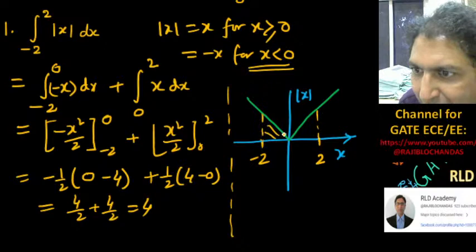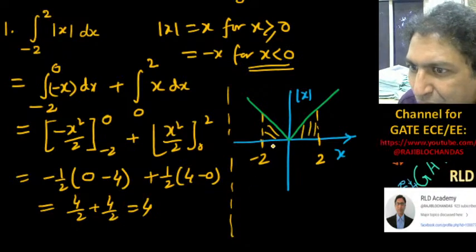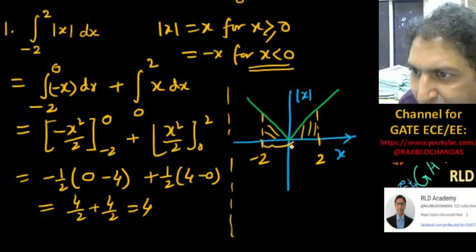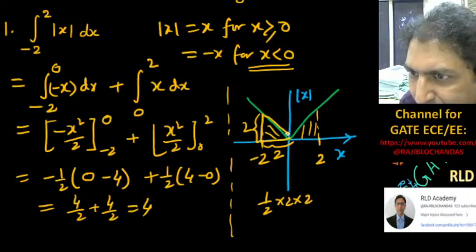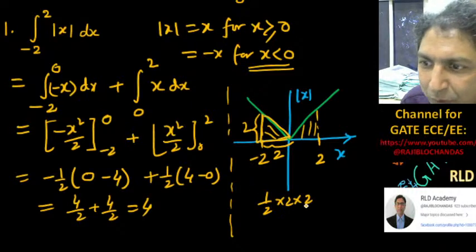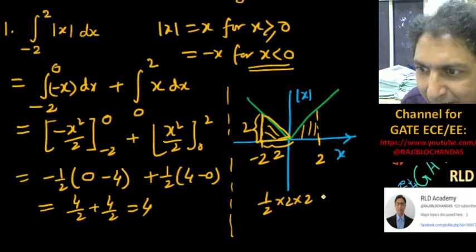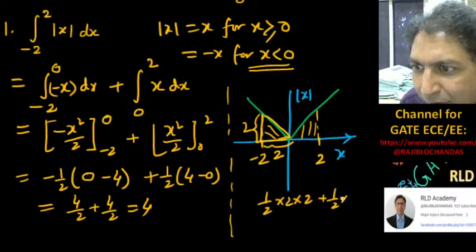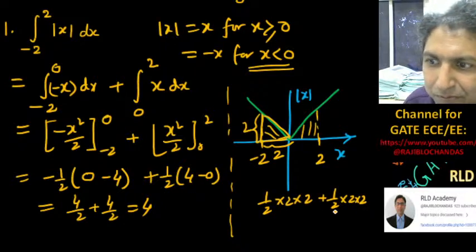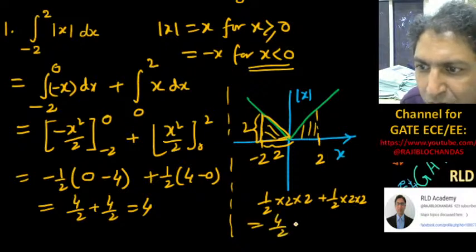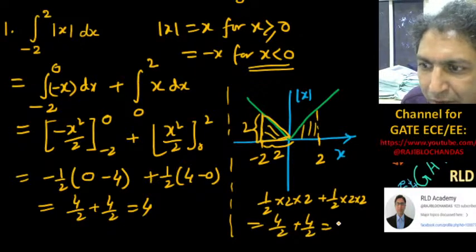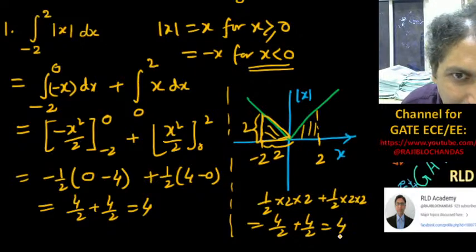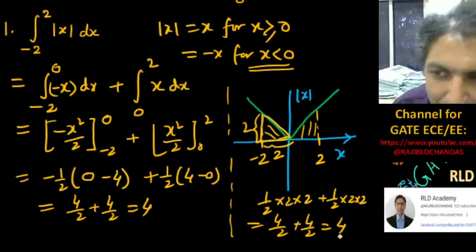So this area plus this area. What is the area of the left side? This width is 2, this height is also 2. So what is the area? Half into base into height. This is a triangle. Similarly on the right side, it's symmetrical, again half into base into height. So first one is 4 by 2, second one is also 4 by 2, so total is 4. So very quickly, without any integration, we can solve it.